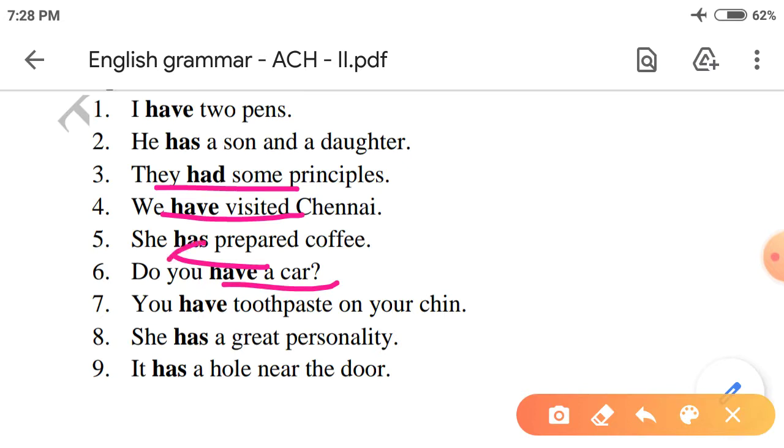Do you have a car? So here the subject is you. So you means we have to write have. You have toothpaste on your chin. So when the subject is you, for the present tense have form is have. She has a great personality. So when the subject is third person singular, that is he, she, it, there we have to use has. It has a hole near the door.